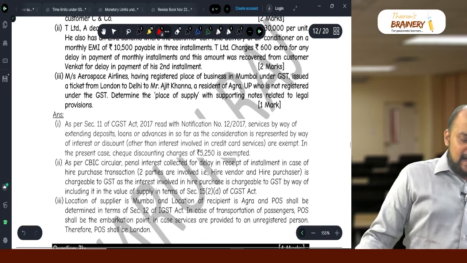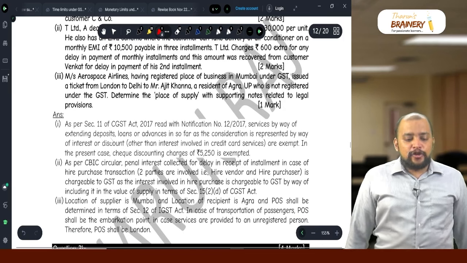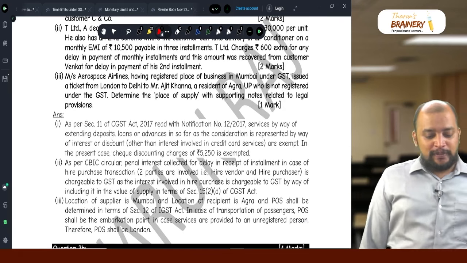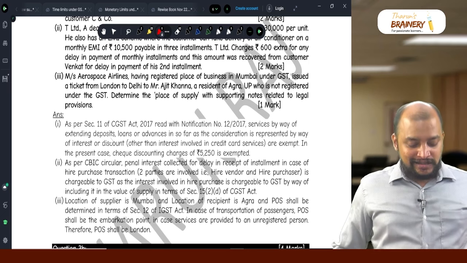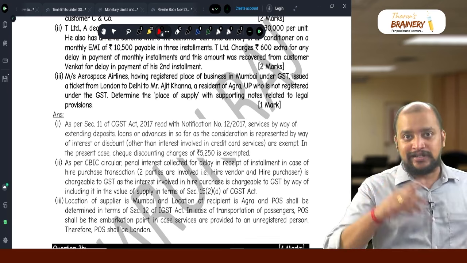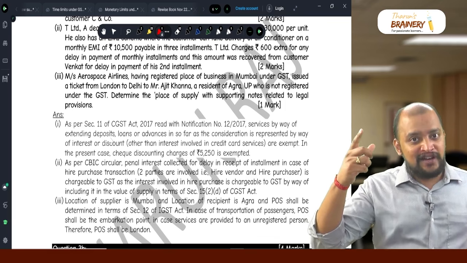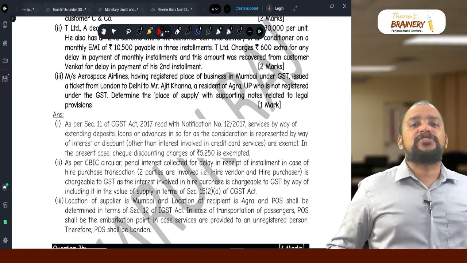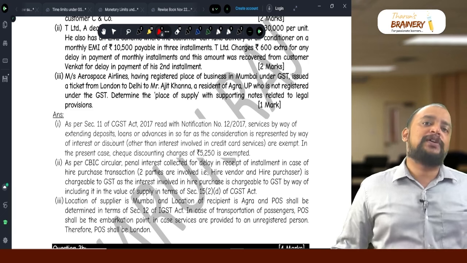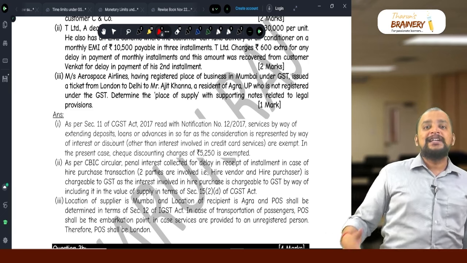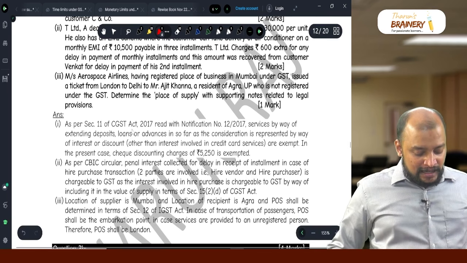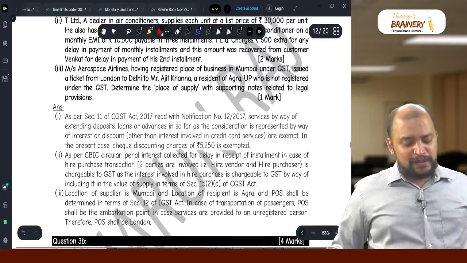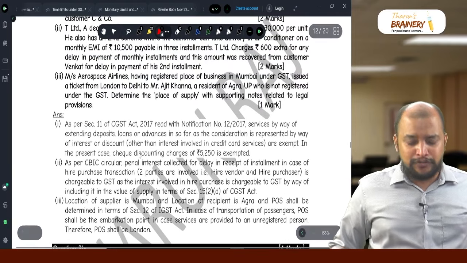Next, number 3. Messrs. Aerospace Airlines, having a registered place of business in Mumbai under GST, issued a ticket from London to Delhi to Mr. Ajit Khanna, a resident of Agra, UP, who is not registered. Again, actually in MCQ also they have asked for 1 mark. Again they repeated, that is transportation of passengers by air, section 12, B2B, location of recipient, B2C, starting point of the passenger. So in this case the starting point of the passenger is London. So that will be taken as the place of supply. They did not ask the nature of supply, so we don't have to write it.